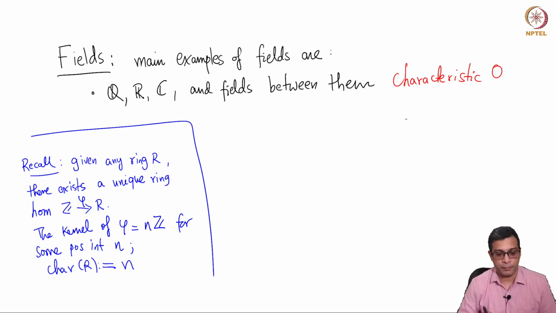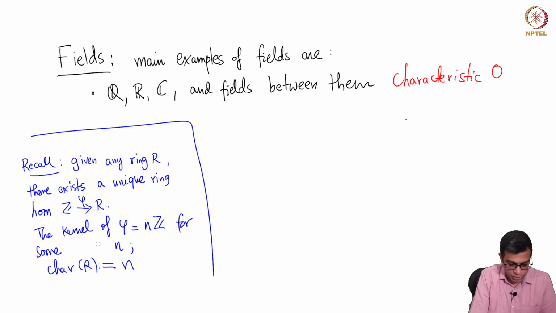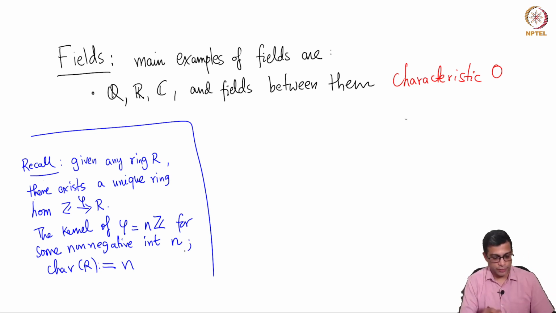So characteristic is, I should not say positive integer, I should say non-negative integer, because the kernel could be the 0 ideal, right? So n is a non-negative integer, characteristic is that. If you further know that R is a field, then the image of this map phi is an integral domain, right? Because a subring of a field is an integral domain. So the kernel will be a prime ideal. So it's either 0 or generated by a prime number. So the characteristic of a field is always 0 or a prime number.